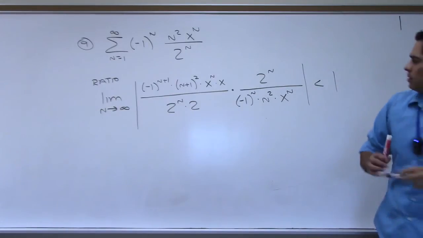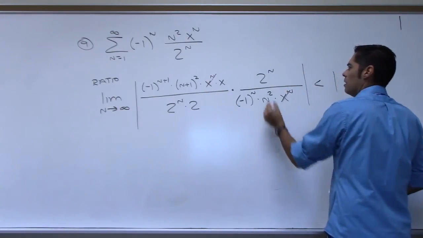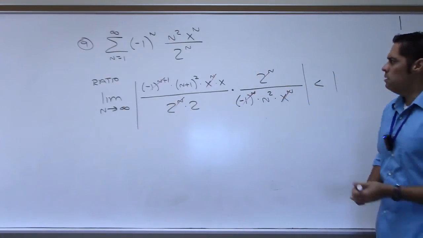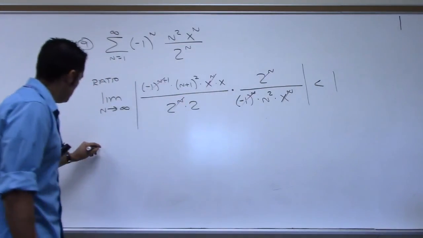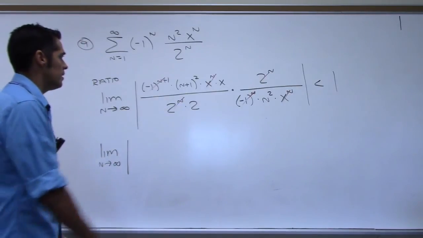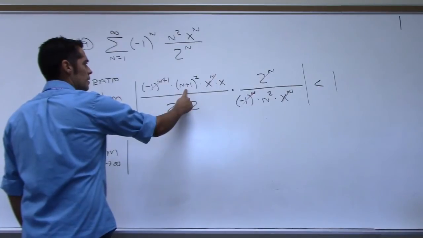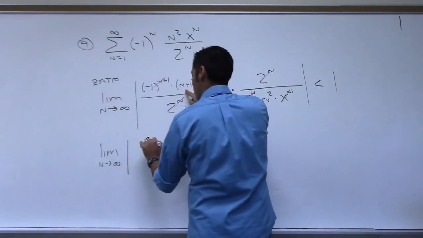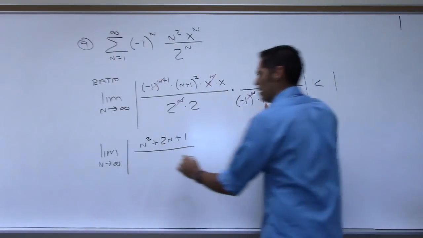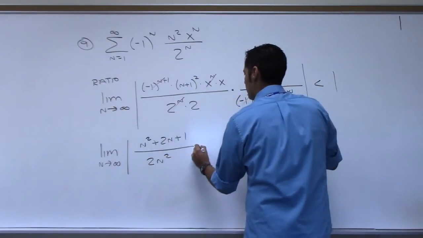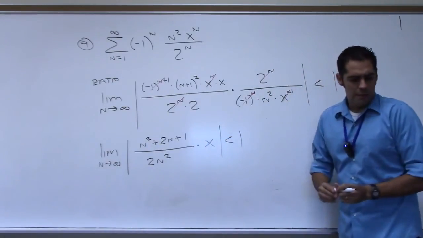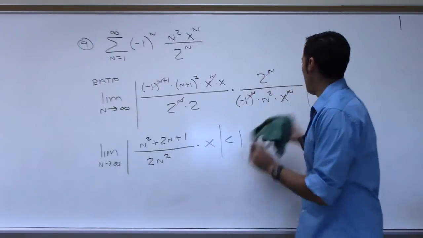All right, let's see what kind of cancellation I get here. x to the n's, 2 to the n's. Negative 1s don't matter. And so I'll rewrite this. Limit n goes to infinity. Get all the n stuff together. So I have this right here. I'm going to expand that. So that's n squared plus 2n plus 1 over, on the bottom I have a 2 and I have an n squared. So 2n squared times, in terms of x, I just have that x right there. Need that to be less than 1. And if I use L'Hopital's rule on this piece, I'm going to get 1/2.